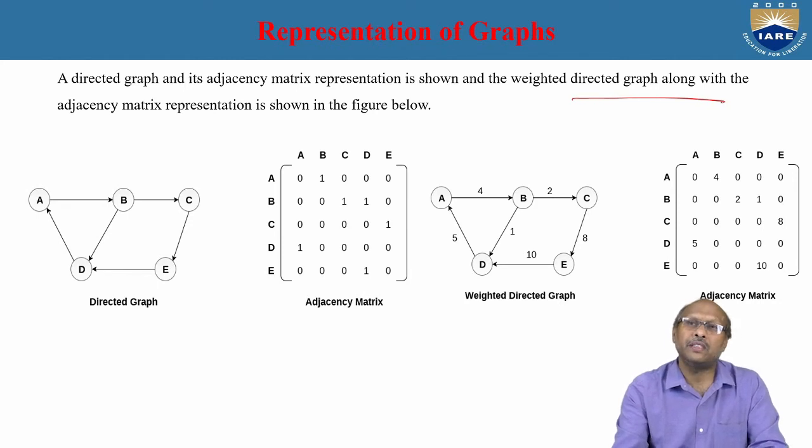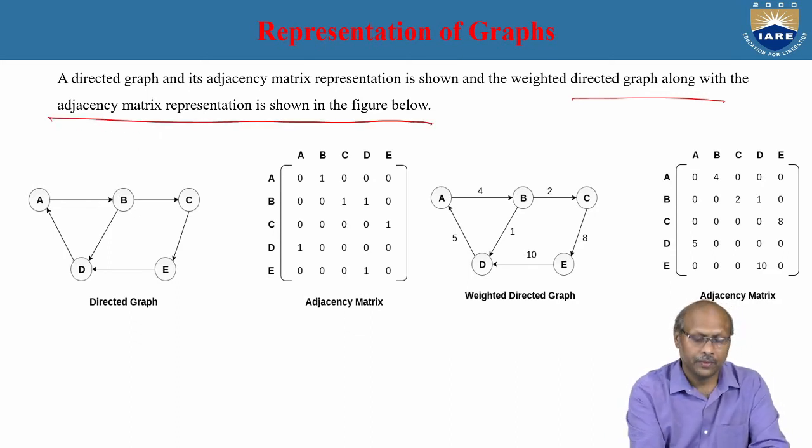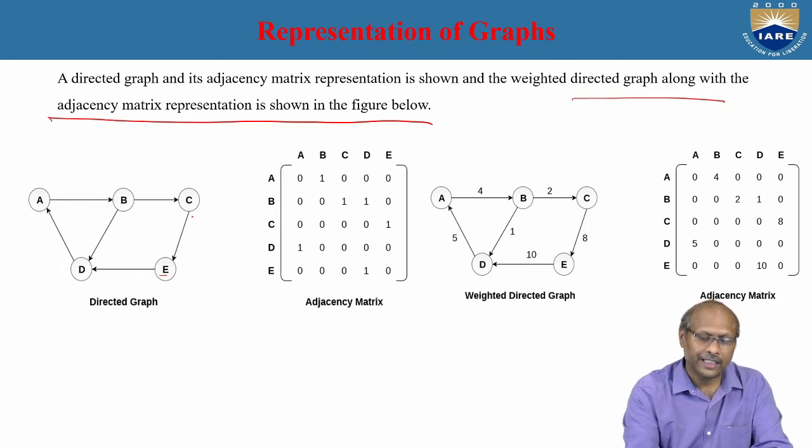In the weighted directed graph, that means there will be a distance as well as a direction. That is called a weighted directed graph, with adjacency matrix shown in the figure below. So please observe here A, B, C, D, E. A to B is there, but B to A is not there. Similarly here, B to C is there, but C to B is not there. B to D is there. Similarly, E to D is there. Similarly, C to E is like this. Various edges exist.